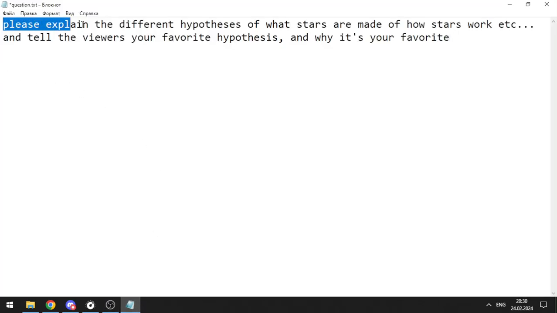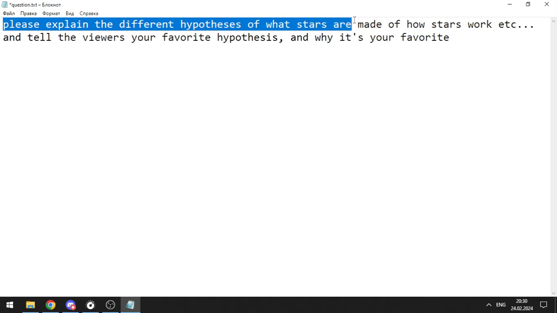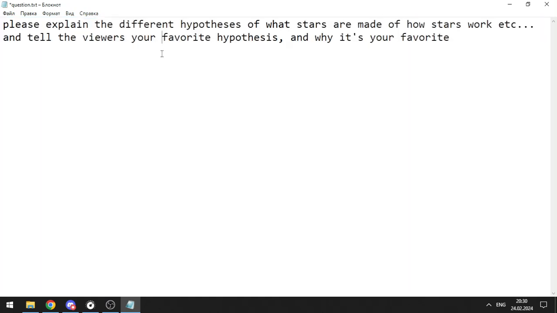Okay, boys and girls, let's explain the different hypotheses of what stars are made of, how stars work, etc., and tell my favorite hypothesis and why it's my favorite. Well, this might be problematic because that's quite a bit hidden in this. It's like many PhD dissertations, many books, millions of articles. I don't think I can explain this, but anyway, let's look at the different hypotheses.